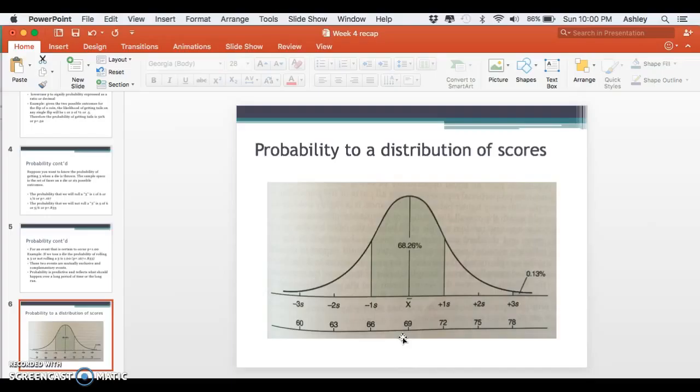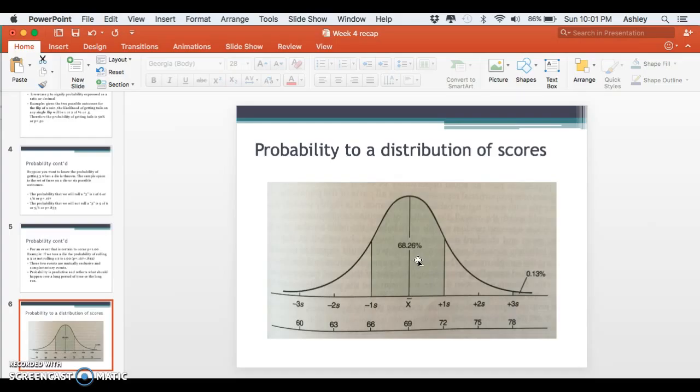Like we've talked about in class, we know that the range within this one standard deviation represents 68.26 of the population. That means that approximately 68 out of 100 men can be expected to be between 66 and 72 inches. Therefore, you have a 68% probability, or p equals 0.68, that any one man you select will fall within that range.